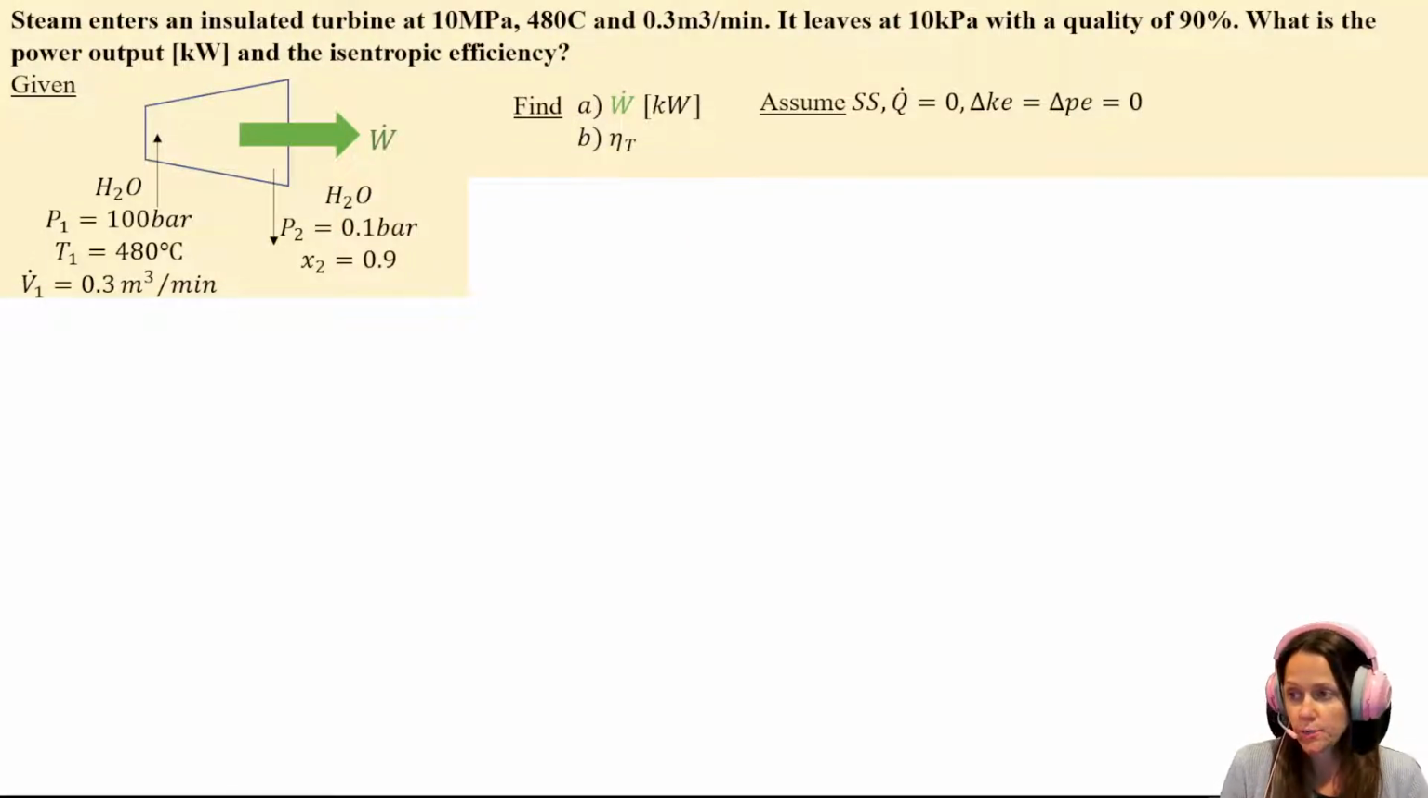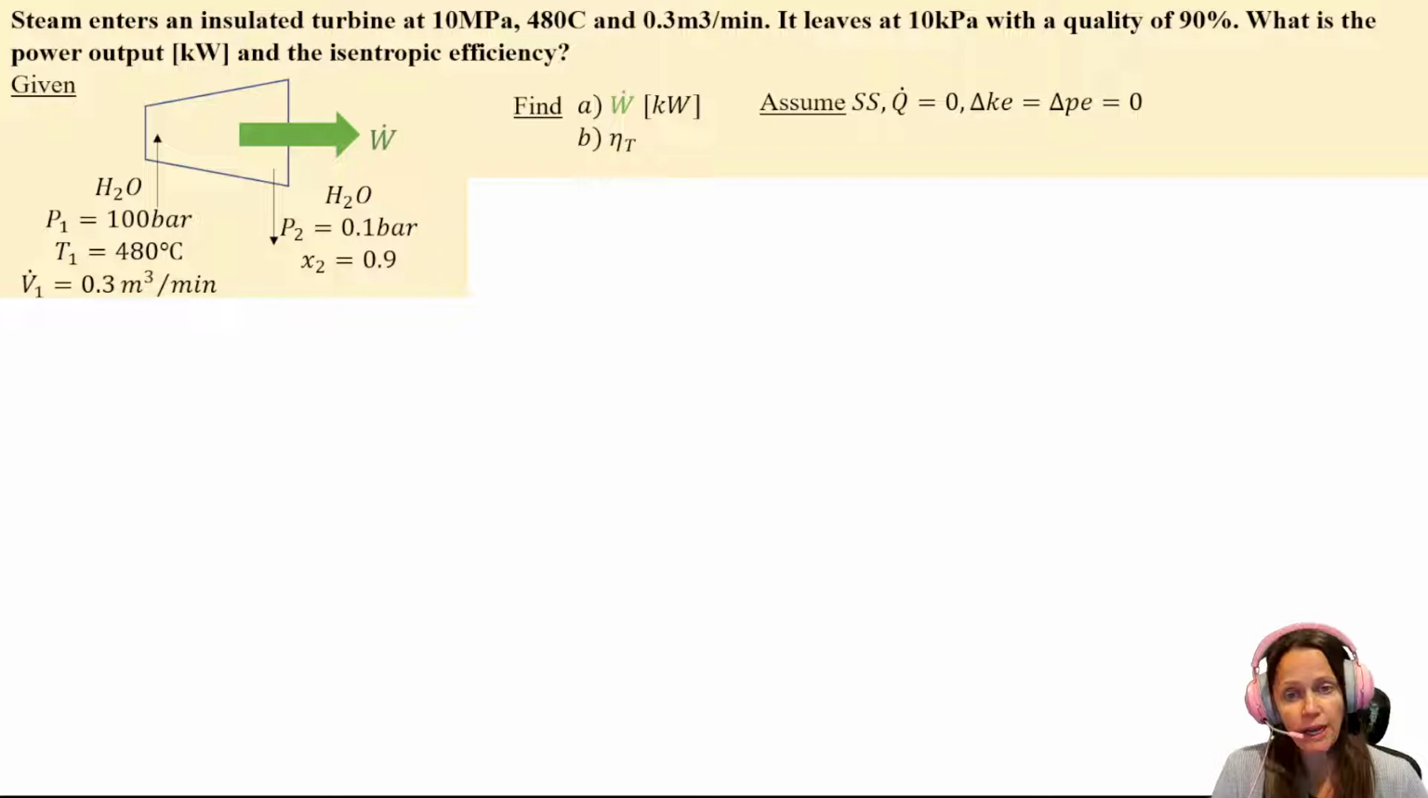All right, so this is the last problem in the Unit 6 packet. So we've got steam enters an insulated turbine at 10 megapascals, 480 degrees Celsius, and 0.3 meters cubed per minute. You'll notice that this differs a little bit from the wording of the packet. So I added the temperature on there because that was some missing information there. It leaves at 10 kilopascals with a quality of 90%, and we want to know the power output, W dot, in kilowatts, and the isentropic efficiency of the turbine.